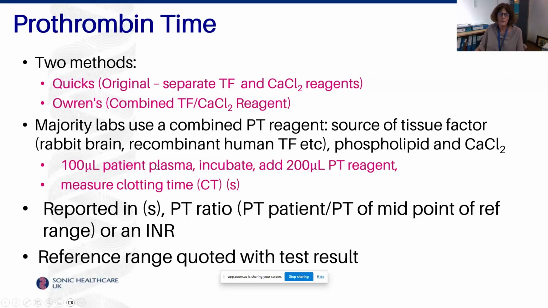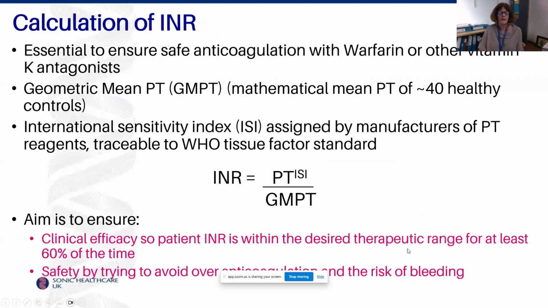And the way we do it is we use 100 microliters of patient plasma. We incubate that just to warm it up to 37 degrees, and then we add 200 microliters of our PT reagent, and we measure the clotting time. So we either do it with a stopwatch and a water bath, or we put it on an analyzer, and the analyzer gives us the clotting endpoint time. So we can report the prothrombin time in seconds. We can also report it as an INR if a patient is on warfarin. So the INR is calculated.